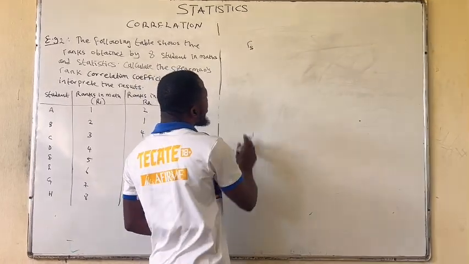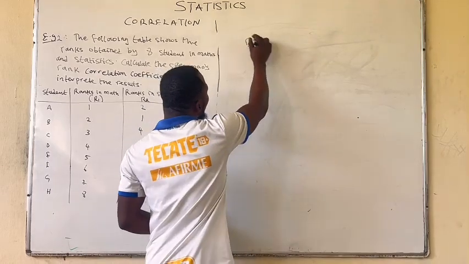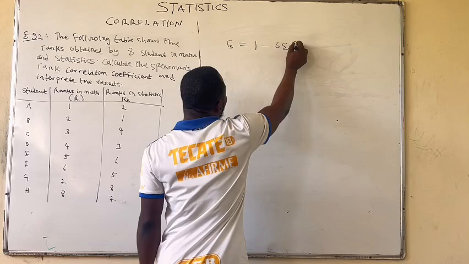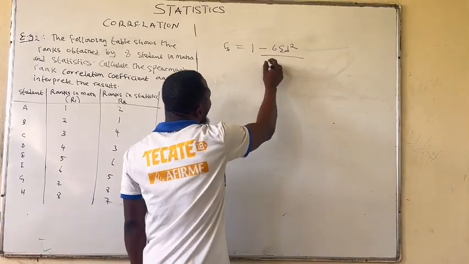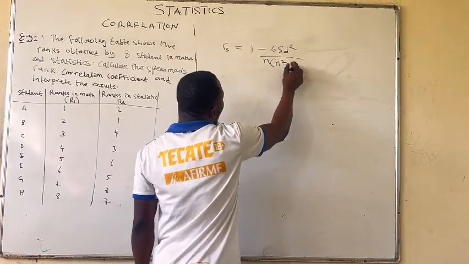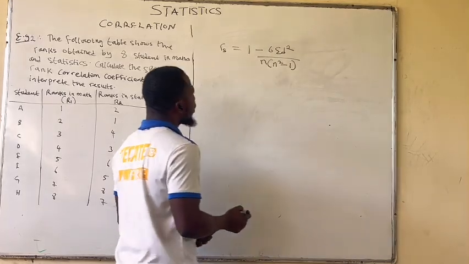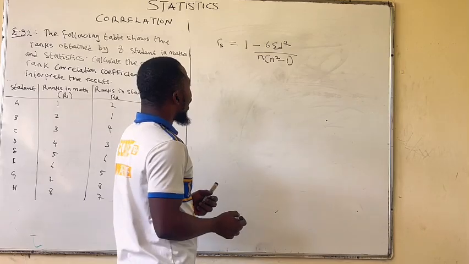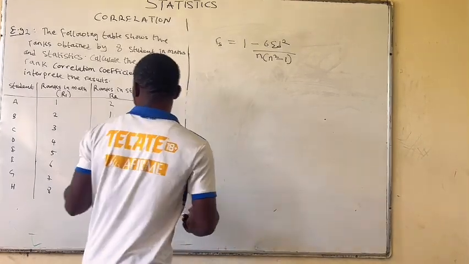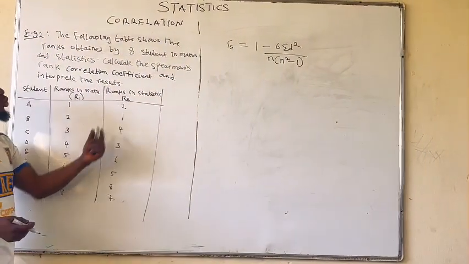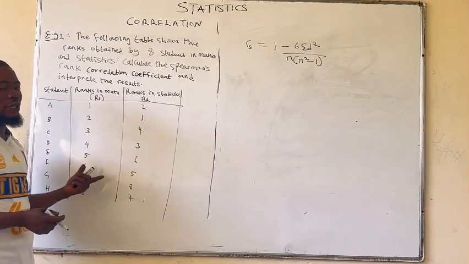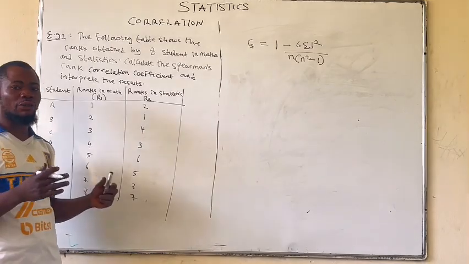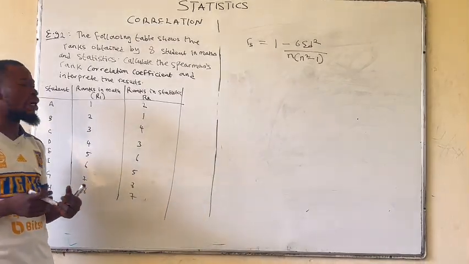The formula for the Spearman's rank correlation is RS, that is our Spearman rank correlation, equals 1 minus 6 summation of D square divided by N into N square minus 1. Our D is the difference between the two ranks, and it can be calculated by either R1 minus R2 or R2 minus R1. If you have a negative answer, since you'll be squaring it in the formula, you'll still have a positive answer.